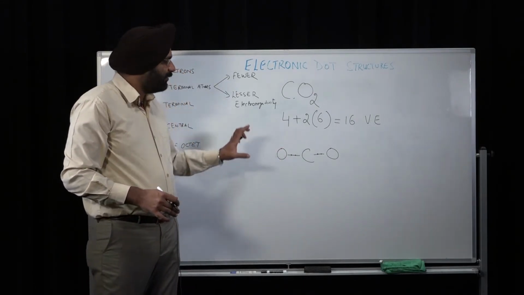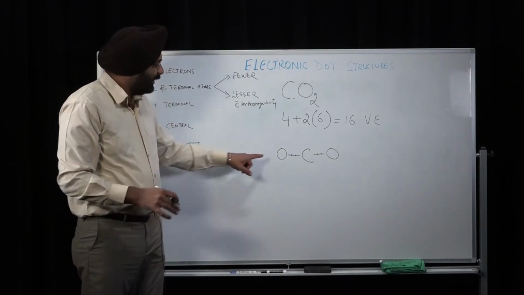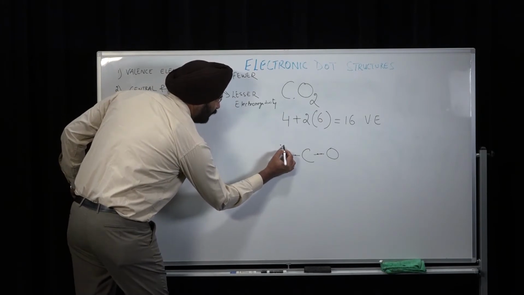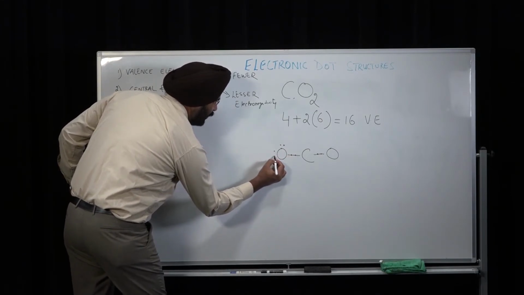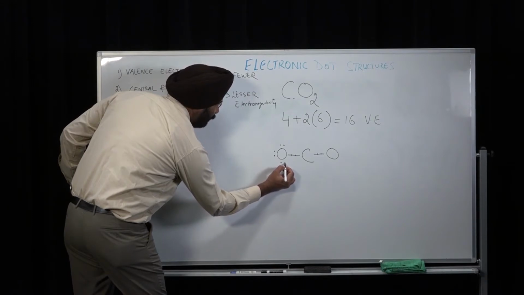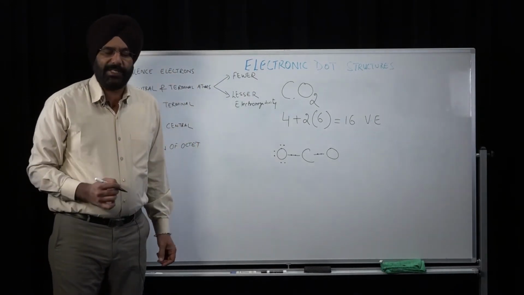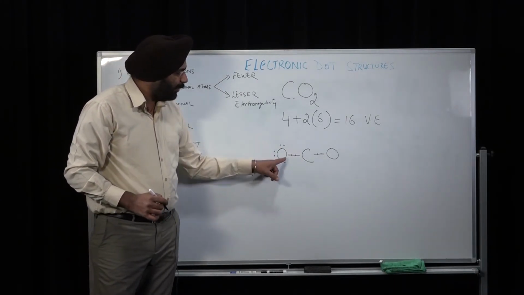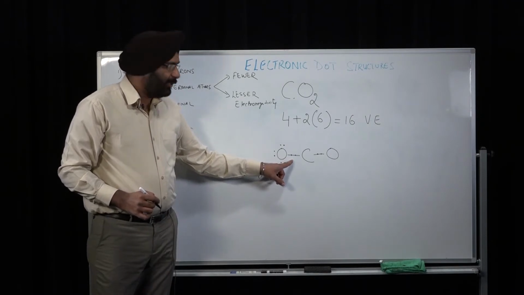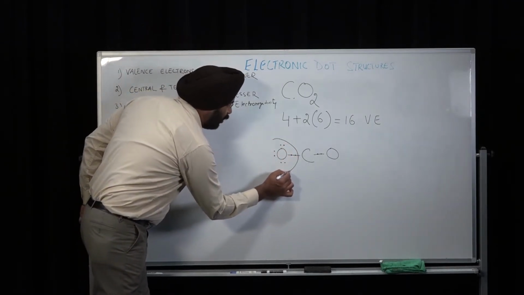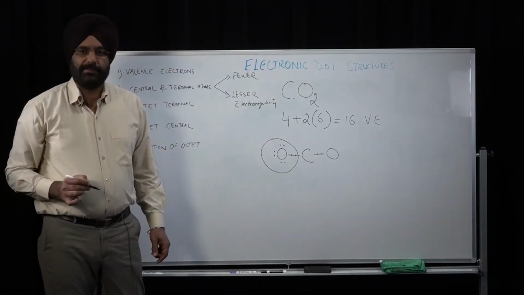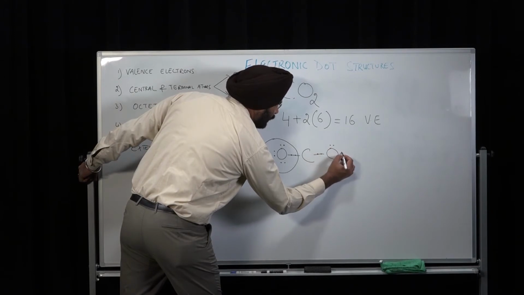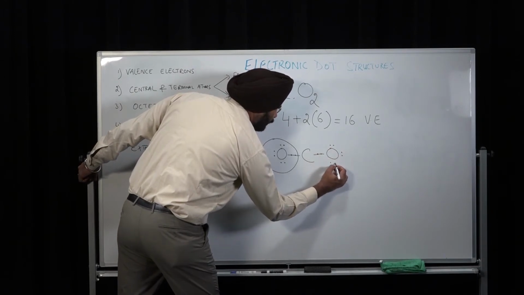And now I have to arrange the rest of the electrons in such a way that the octet on oxygen is complete. So I'll start with one of the oxygen atoms. I will put these dots in pairs, representing a pair of electrons. So I have 2, 4, 6, and 2 in between carbon and oxygen. So in total 8. So the octet on this oxygen atom is complete. In the same way, I'm going to do it on the other oxygen atom.